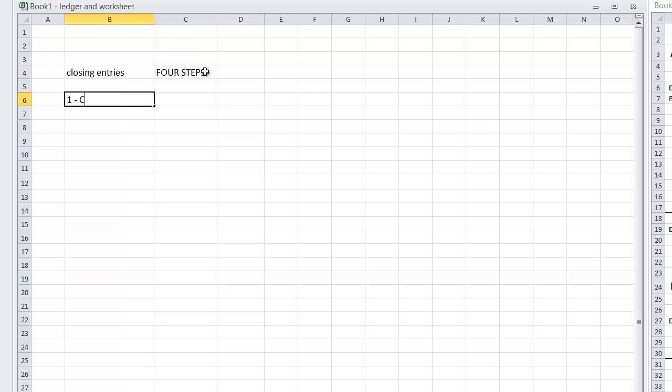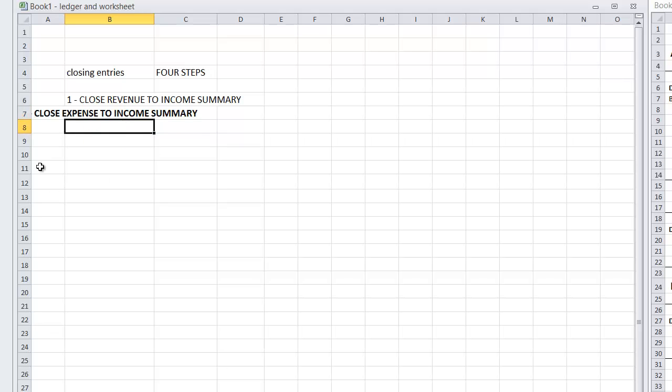1. Close revenue to income summary. An income summary is just a special account that we only use to close entries. 2. Second thing you're gonna do is close expenses to income summary. If you're with me still, you're halfway there.